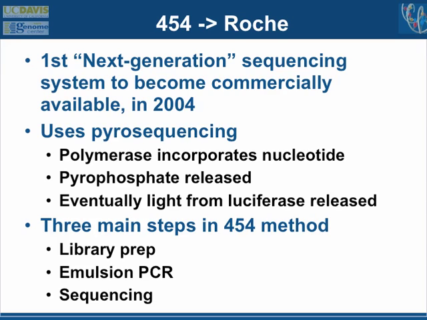So the way it works is basically you have a DNA polymerase, it incorporates nucleotides, and pyrophosphate comes off while it's running the DNA synthesis reaction. And through a series of chemical steps, the reaction basically converts this pyrophosphate into light. And then you have a light meter basically reading the reaction as it's happening. And there are these 3 main steps. You have library prep, and then this emulsion PCR, and then a DNA sequencing reaction.